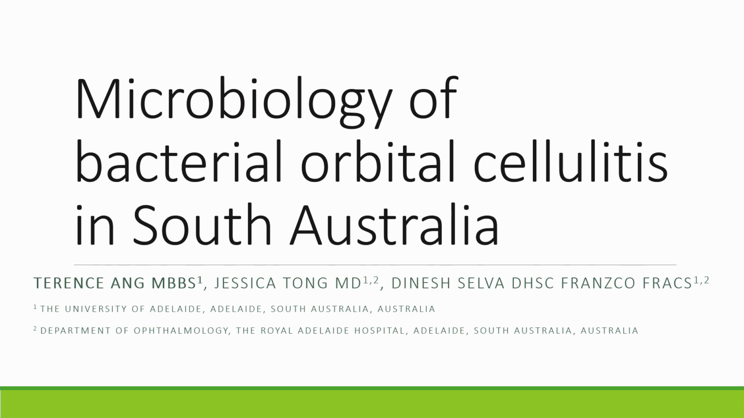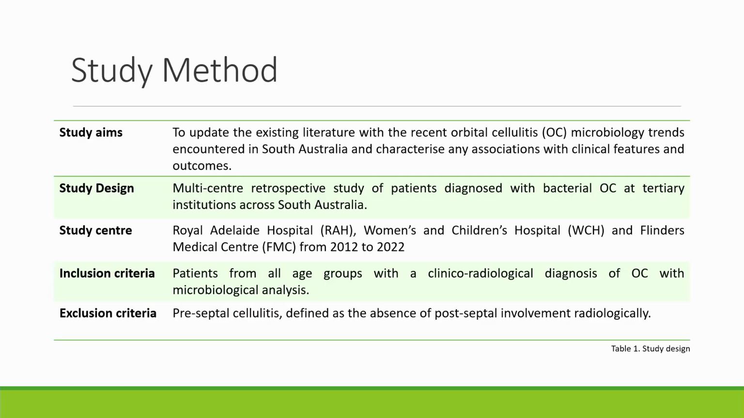Good afternoon, I'm Terence, and today I'll be presenting on the microbiology of bacterial orbital cellulitis in South Australia. So bacterial orbital cellulitis can have significant implications on mortality and morbidity if not appropriately treated. Typical organisms implicated are Streptococcus species and Staph aureus. However, regional variations exist and are influenced by evolving epidemiological trends. So within this present study, we aim to update the existing literature with the microbiological trends that we've encountered in South Australia and characterize any associations with clinical features and outcomes.